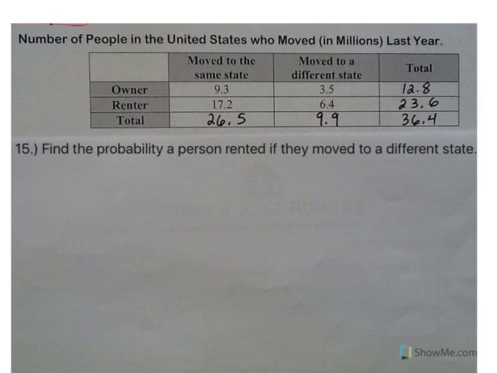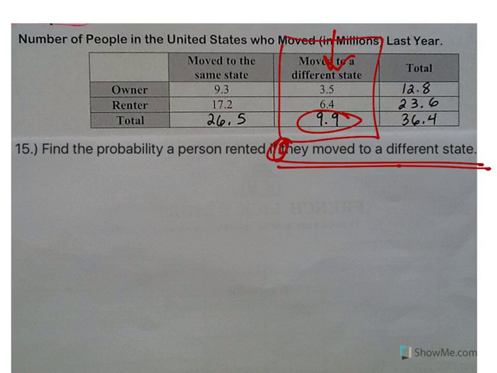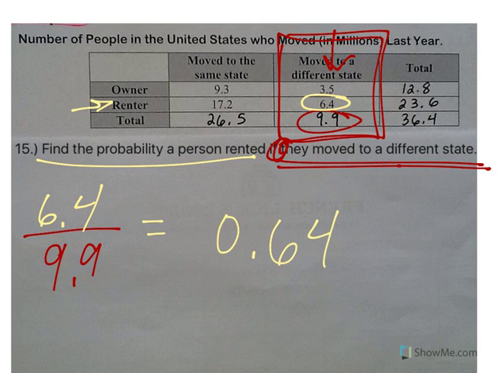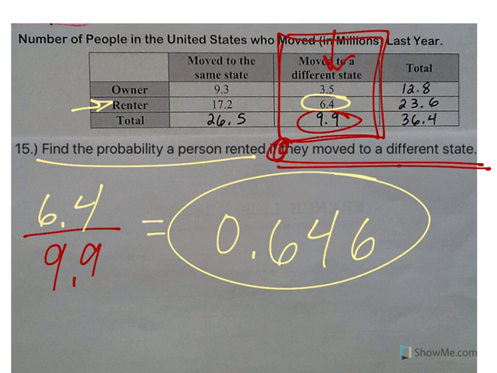Let's go to a conditional. Find the probability a person rented if they move to a different state. Whatever follows if becomes your denominator. So different state, this is what I'm looking at. If they move to a different state, 9.9 is my denominator. And what do we care about? Did they rent? Well, this is the renting spot, so we're looking at 6.4 over 9.9, or 0.646.